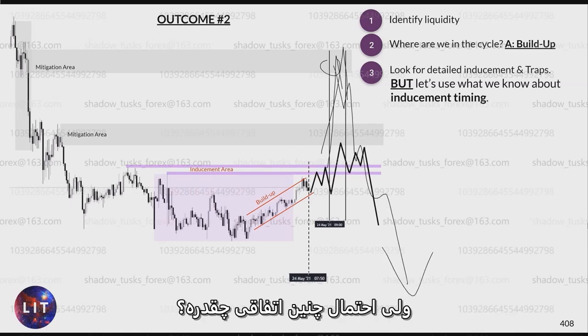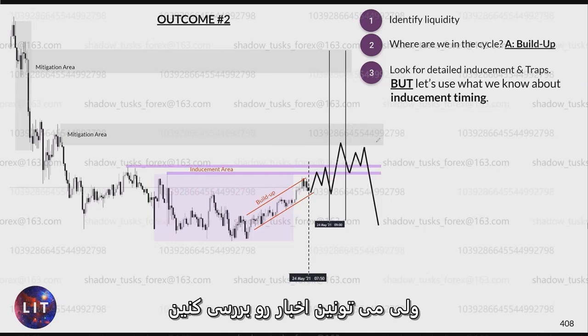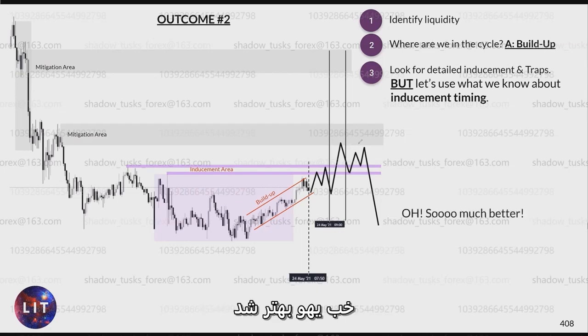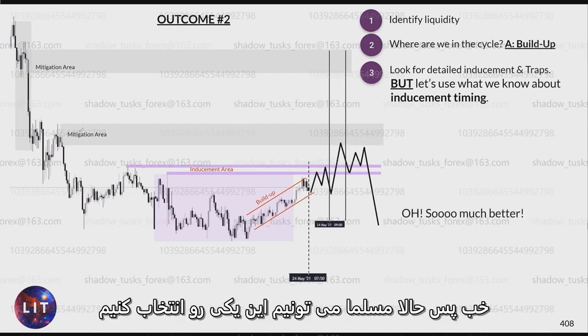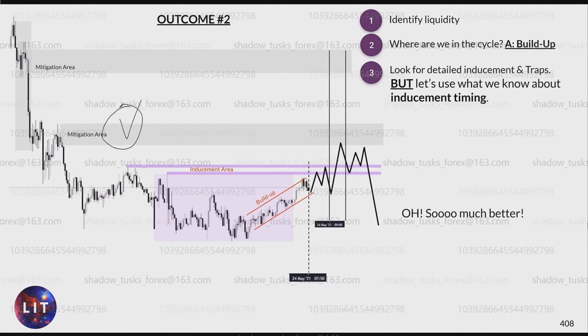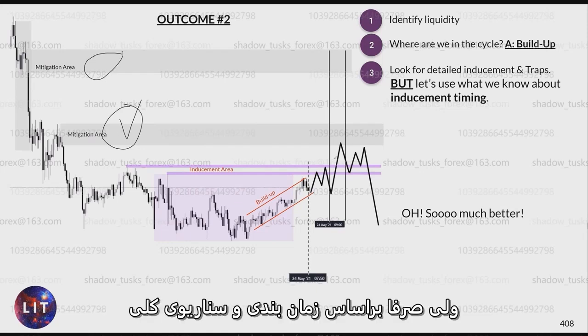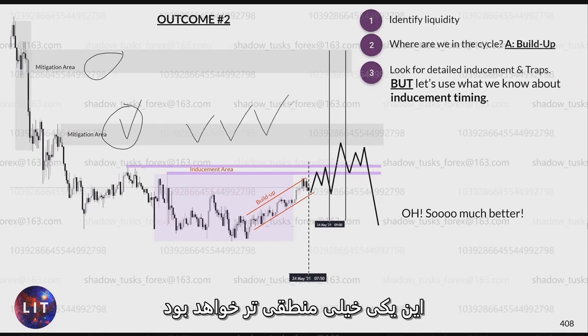Possible, but again, what's the chance of doing that? Not so much, right? It may be news, but again, you can look at the news. If there's no news event, probably not, right? So guess what? That looks better out of a sudden. So now we can obviously take this one, but worst case scenario, we take this one instead. But just based on timing and the overall play, this will definitely make a lot more sense.